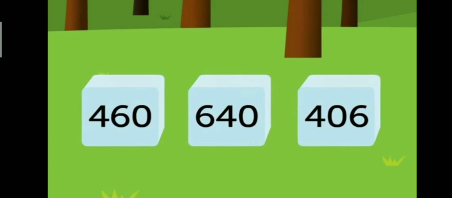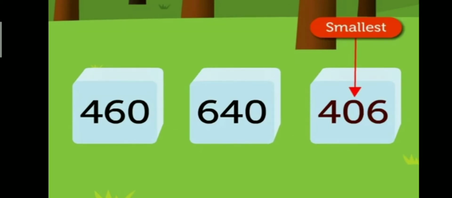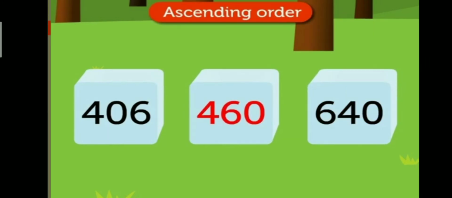Students, tell me which is the smallest number? Yes, you are right. 406 is the smallest. So, we will write 406 first. Then, yes, 460. And at last, 640. Yes. So, now we have arranged the numbers in ascending order.